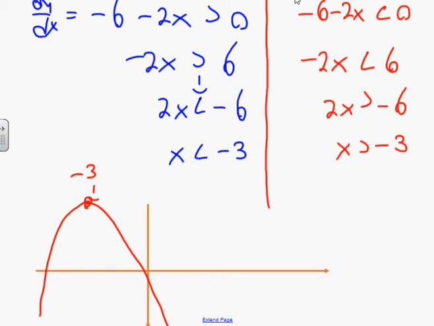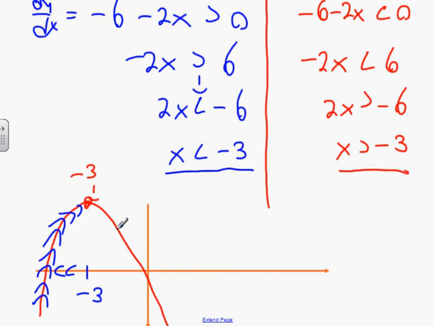Now remember what we said. It's increasing for all values of x smaller than minus 3. All the x values smaller than minus 3 are located to the left. So hence why you're on your way up on the left hand side. And then any value bigger than x equals minus 3, you're on your way down.